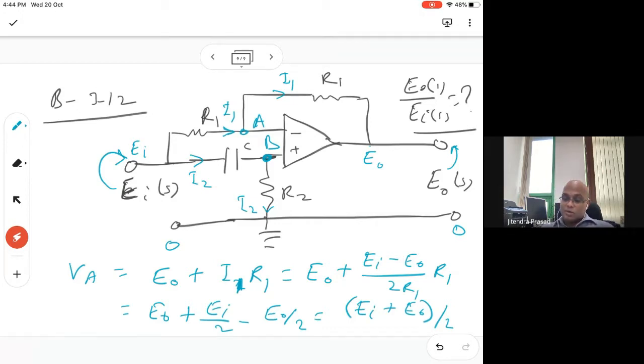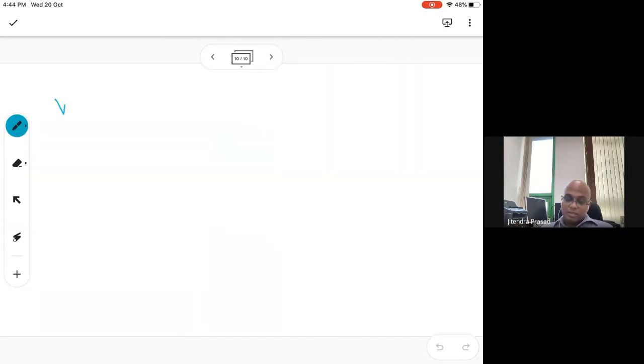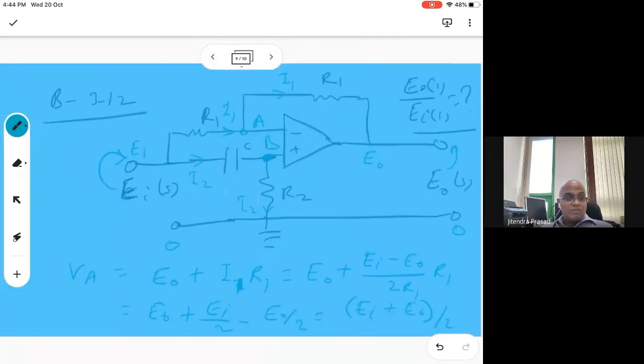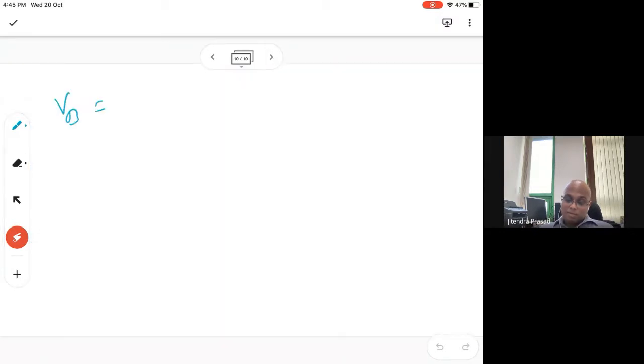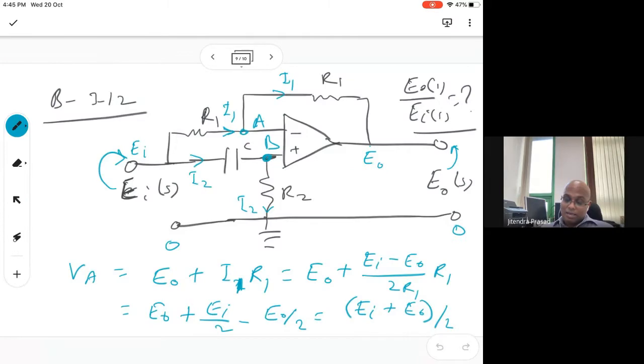VB, right? So let's say VB. What is the value of VB? The B point is here. We have 0 here, and we have E1 here, and current is flowing like this. Accordingly, we have to find out VB, which will be nothing but equal to I2 multiplied by R2.